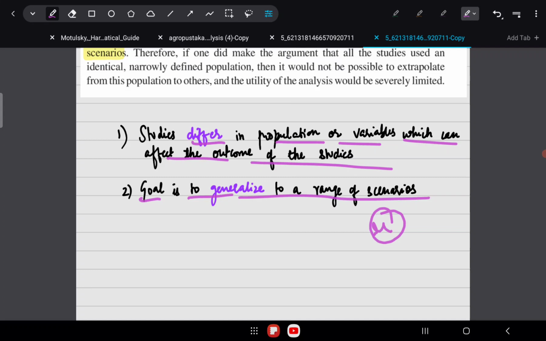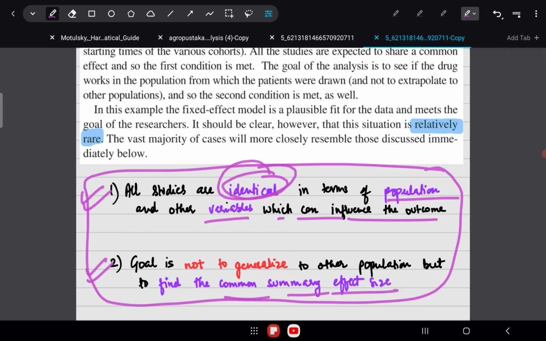The goal is to generalize from some 5, 10, whatever, 20, 40 studies you have. The goal is to generalize to a larger group, to a range of scenarios, okay. So the goal of a random effect modeling is to generalize, but the goal of a fixed effect modeling is to find the common true effect size. You should go for fixed effect modeling when you have a reason to believe that the studies are identical in terms of covariates. If you have a reason to believe that the studies are not identical in terms of covariates and there is a huge variation, there is a lot of heterogeneity, then you will go for random effect modeling.